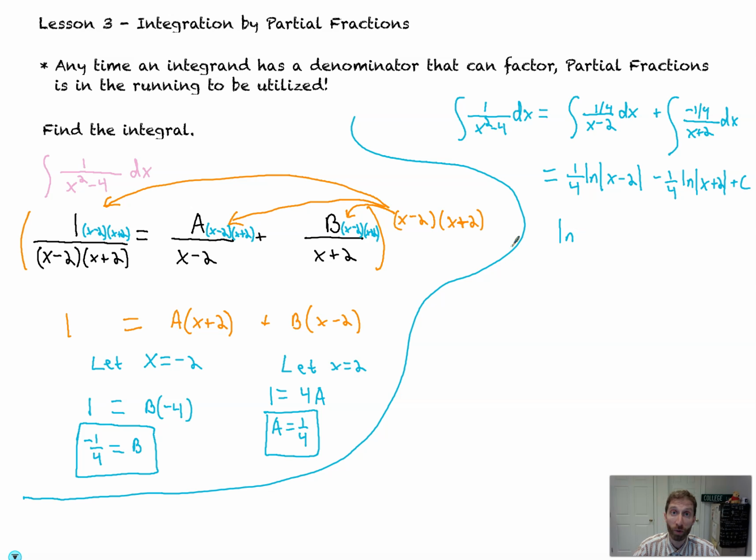So to go over those log rules, you're going to want to check out Chapter 5. I went over those in detail. So that's going to be ln of x minus 2 to the 1/4 minus ln of x plus 2 to the 1/4. And now the minus means we can divide, so it's going to be ln of x minus 2 over x plus 2, all in the absolute value, to the 1/4 plus c.